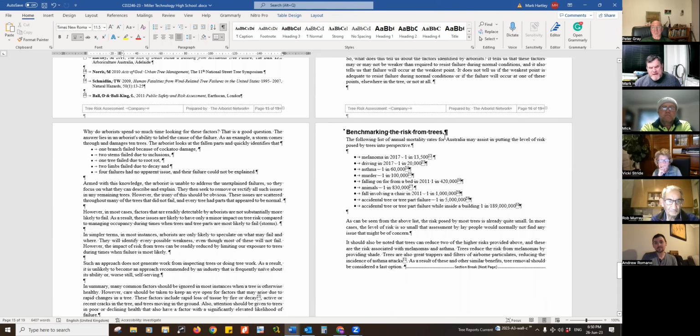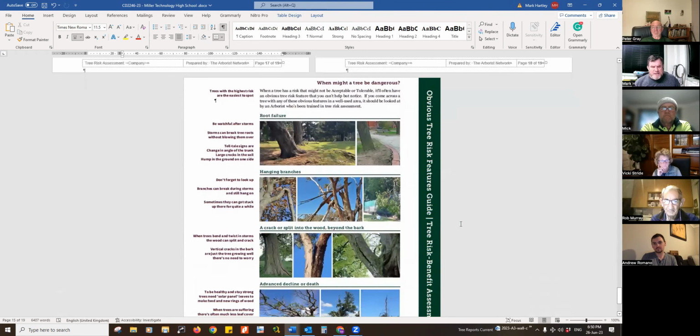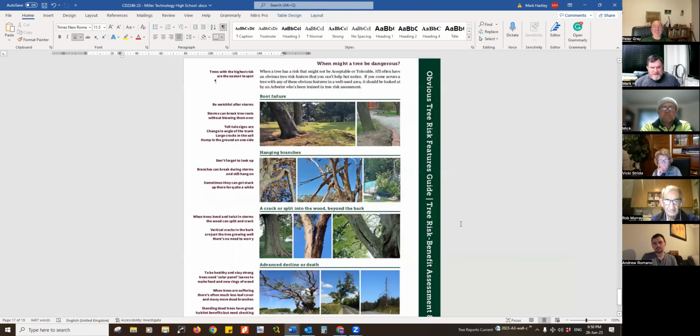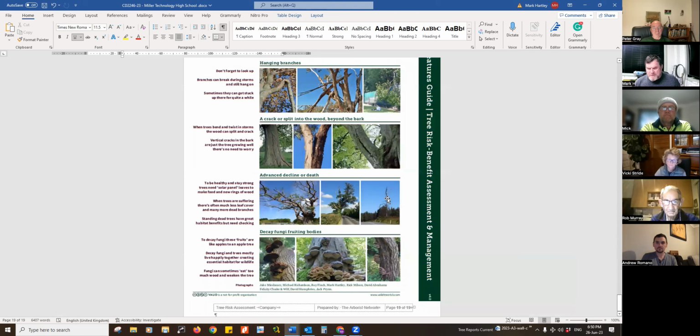I give them benchmarking of the risk from trees, and I give them what the different things are: melanoma, driving, asthma, murder, falling from or on a bed, animals, falls involving a chair, accidental tree or tree part failure, and then a tree failing inside a building, so small it's ridiculous. And the last thing I give them is a copy of David Evans's obvious tree risk features. I think that's the key stuff for me in terms of it.